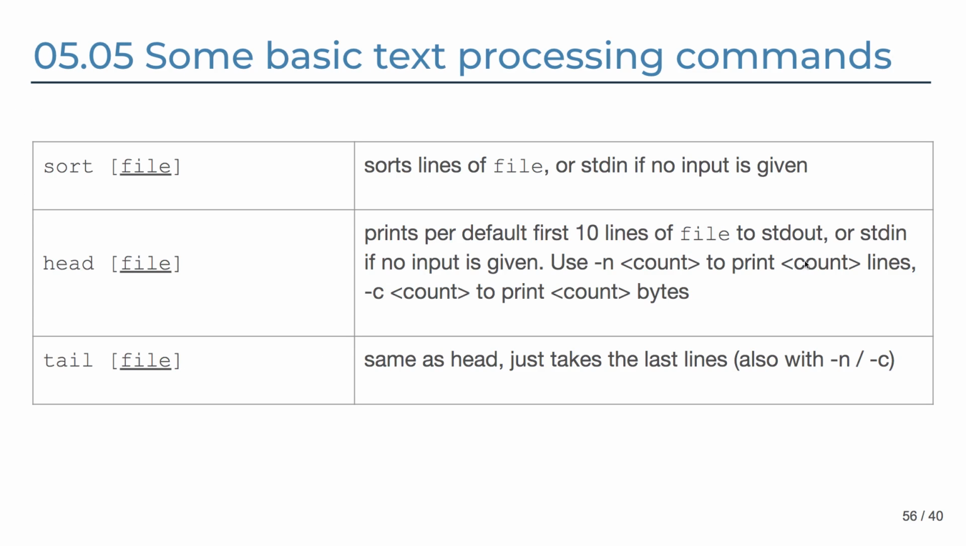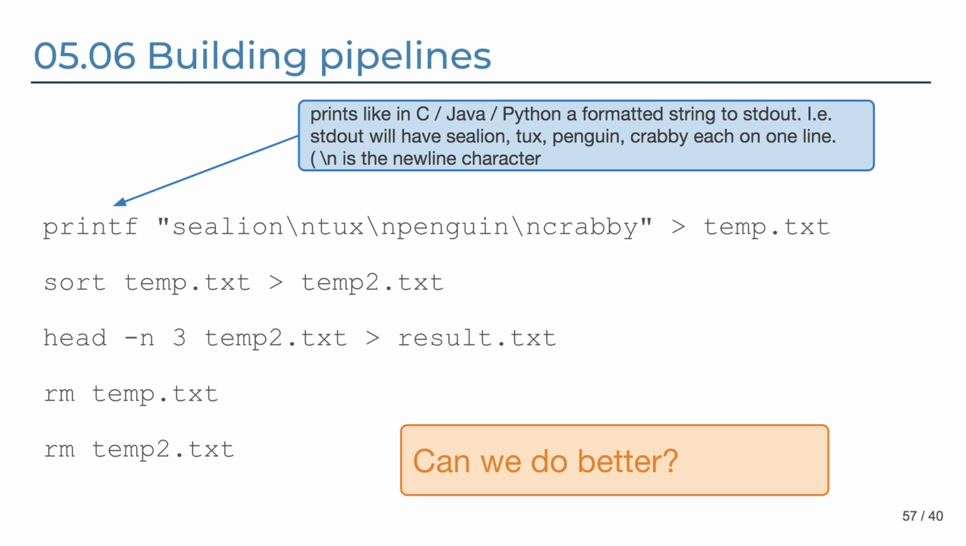So why is this cool? Well, to make it interesting, we need a couple more commands. I listed three: sort, head, and tail. All these commands have the property that if you don't provide them the file path parameter, they will read their input from standard in. And this allows us to create a pipeline, meaning we run multiple programs, and combine them in a very elegant way.